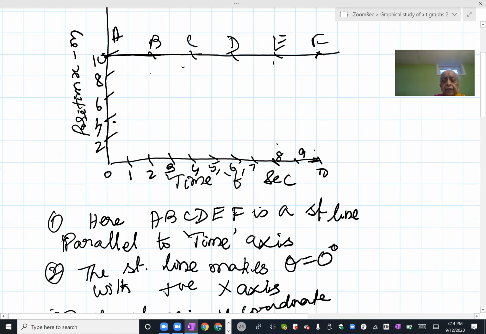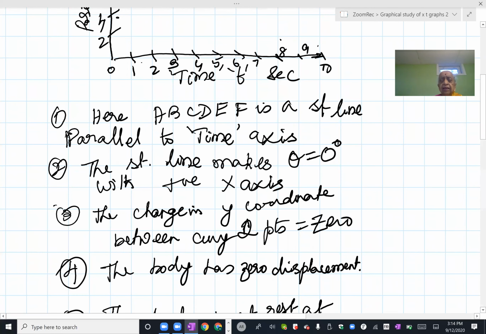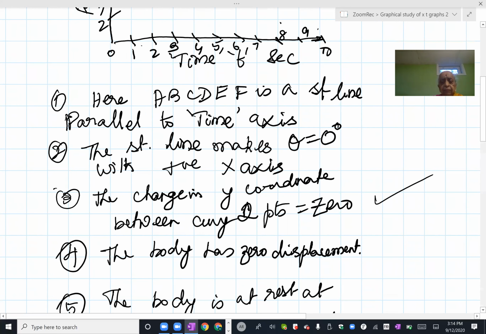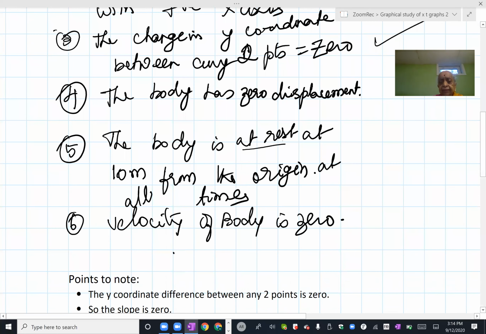And therefore, it is parallel to the x-axis, and the angle between this given straight line and the positive x-axis is 0, and tan 0 is 0. That way also, you find that the slope is 0. Slope is 0 means velocity is 0. The straight line makes 0 degrees with the positive x-axis. The change in y-coordinate between any 2 points is 0. The body has 0 displacement, or in other words, the body is at rest at 10 meters from the origin. It's not at the origin. It is actually 10 meters away, and it remains at the same 10 meters away position at all times. So velocity of the body is 0.